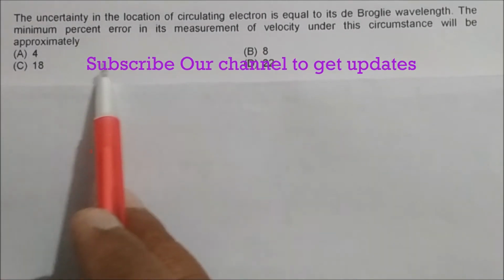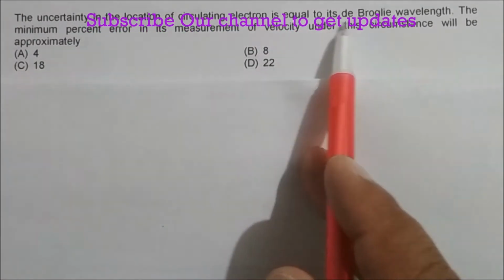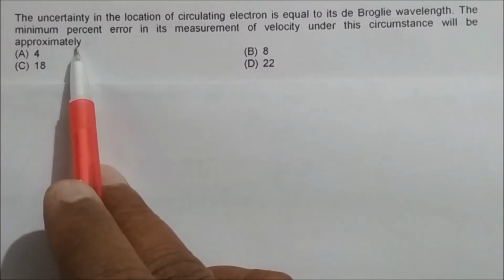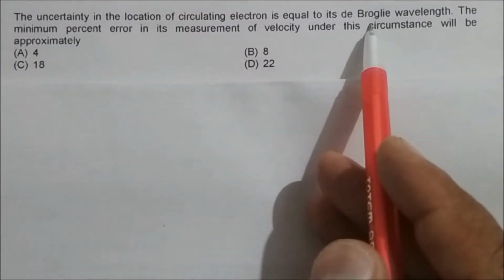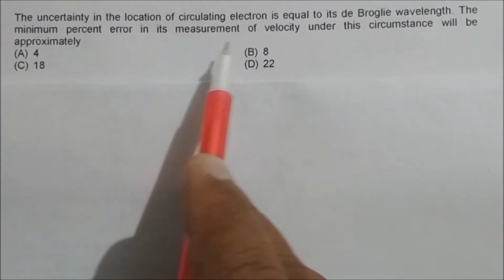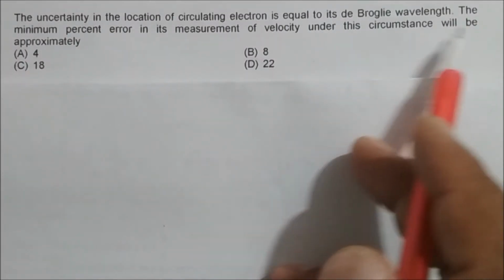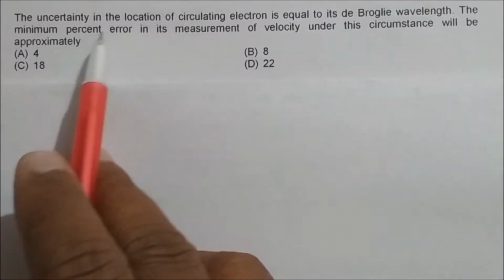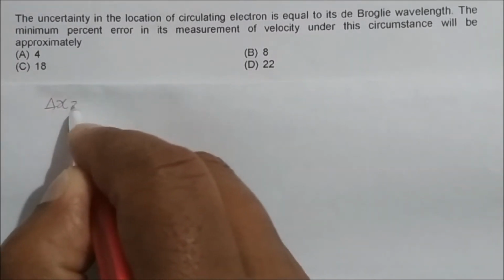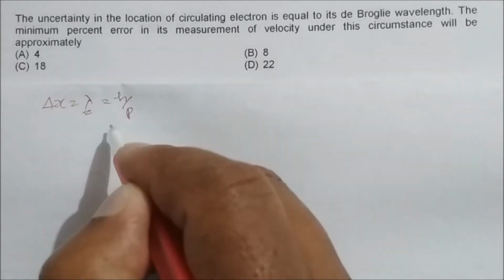The uncertainty in the location of the circulating electron is equal to its de Broglie wavelength, meaning delta x is equal to the de Broglie wavelength, that is h by p. What is the minimum percentage error in this measurement of the velocity, delta v by v, under these circumstances, approximately? So we have to find the minimum percentage error. First, it is already given that delta x is equal to lambda, the de Broglie wavelength, which is equal to h by p.